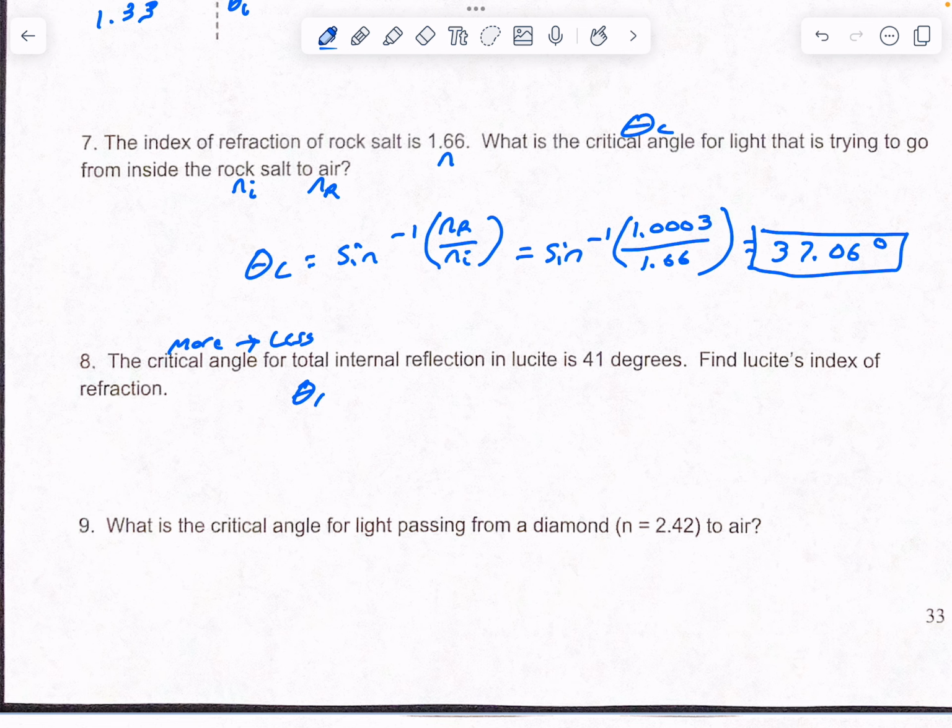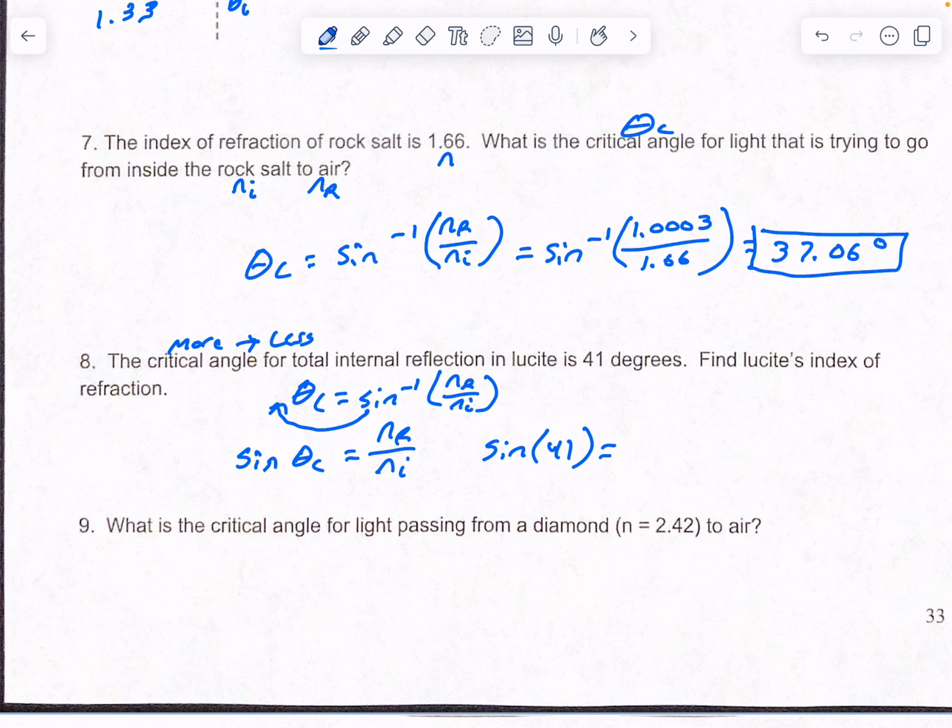We're basically using this equation right here: critical angle equals inverse sine of Nr over Ni. In this case, I have a critical angle, so I'm looking for the index. What you can do is bring this inverse sine back over. So this is basically saying sine of theta C equals Nr over Ni. That's all we did, we just rearranged that equation to clean it up a little bit. So sine of our angle, which is 41, equals Nr over Ni. We have to be going from more dense to less dense, so that means lucite is our Ni.